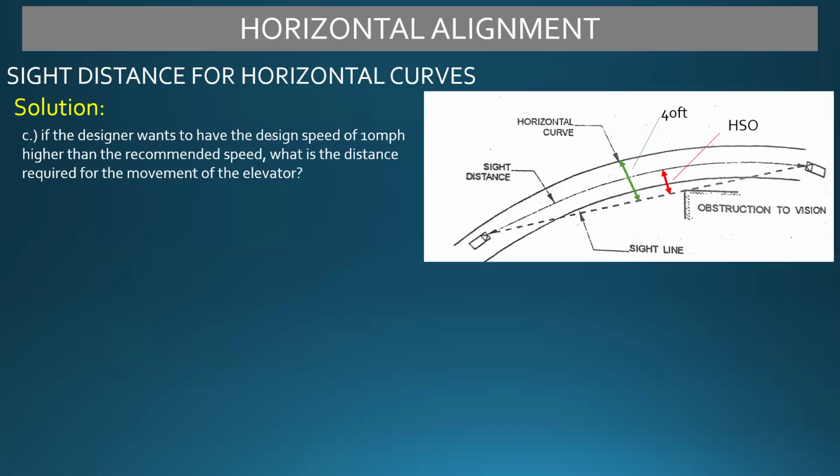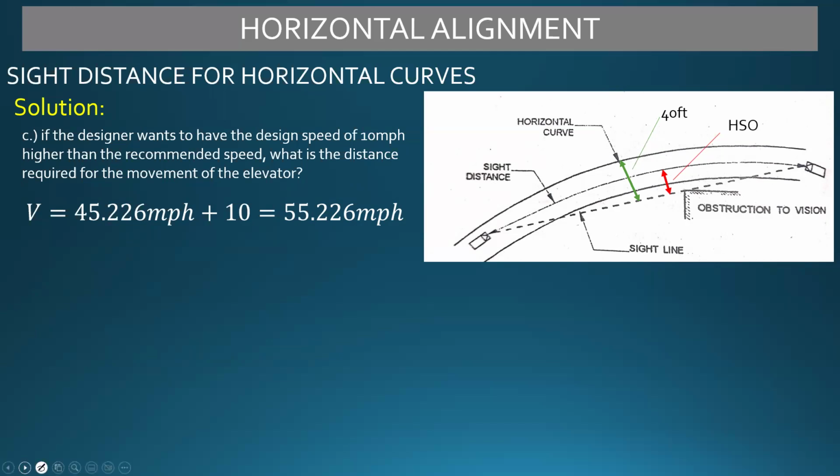Next, if the designer wants to have a design speed 10 mph higher than the recommended speed, what is the distance required for the movement of the obstruction? So what if we increase our design speed? Our stopping sight distance will adjust. How do we do it? Again, we add 10 to our speed, so it becomes 55.226 mph.